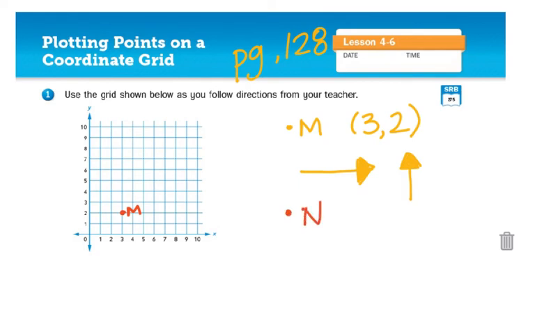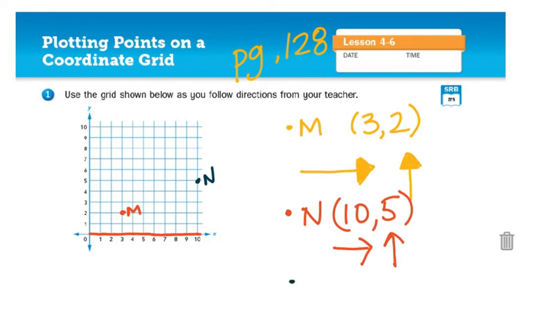Letter N is 10, 5. That means we go over 10 and up 5. So over 10, again, don't draw this, I'm just showing you it. And up 5. And again, you are not drawing the line, I'm just showing you what I do. And I would go up to 5 and put the letter N.